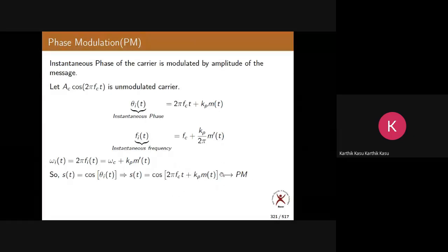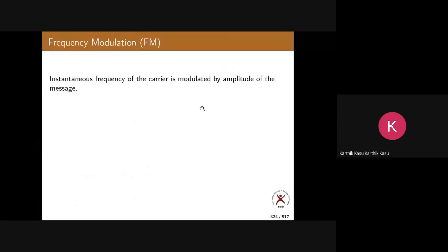Now this whole expression is nothing but the phase modulated signal expression. What is that? S of t equal to, I am not writing Ac here, you can write Ac also, cos 2 pi fct plus kp m of t. Now this is the equation of PM. PM stands for phase modulation. What is kp? Phase sensitivity. That is the general signal.